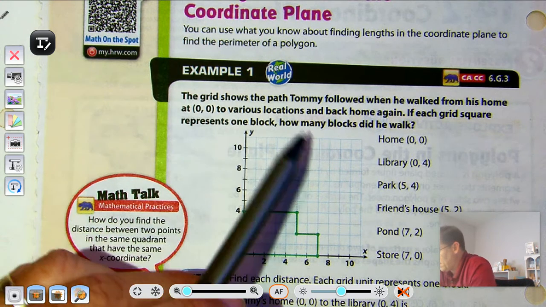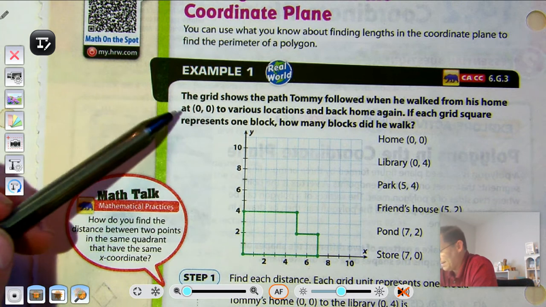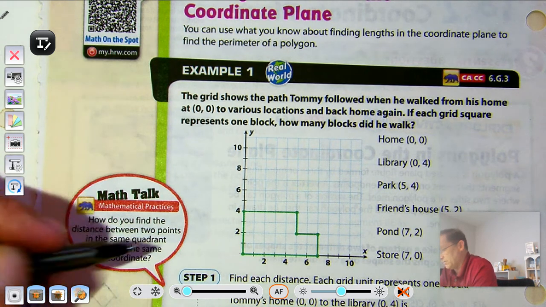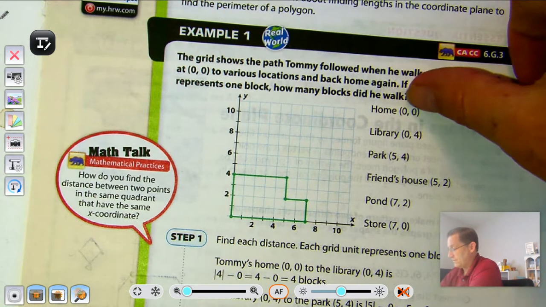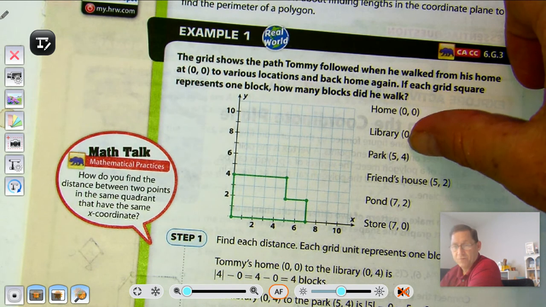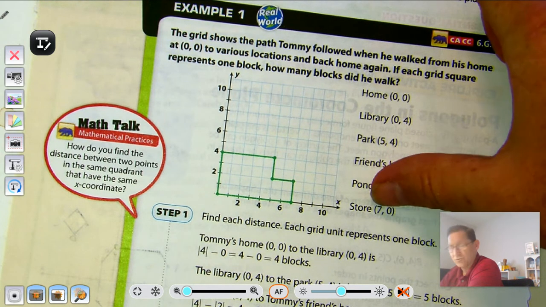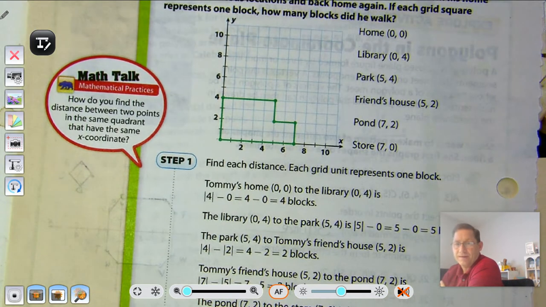So the grid shows the path Tommy followed when he walked from his home at 0, 0 to various locations and back home again. If each grid square represents 1 block, how many blocks did he walk? And so here are our points. Home, the library's at 0, 4, the park's at 5, 4, his friend's house at 5, 2, the pond's at 7, 2, and the store's at 7, 0. So find each distance, and each grid unit represents 1 block.